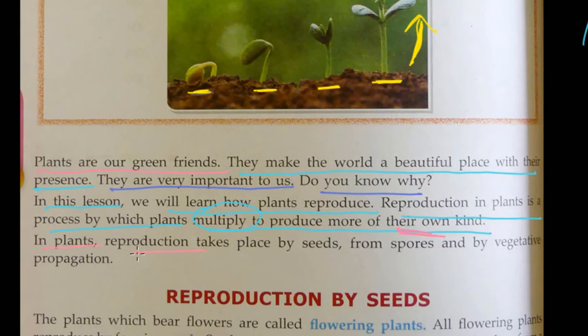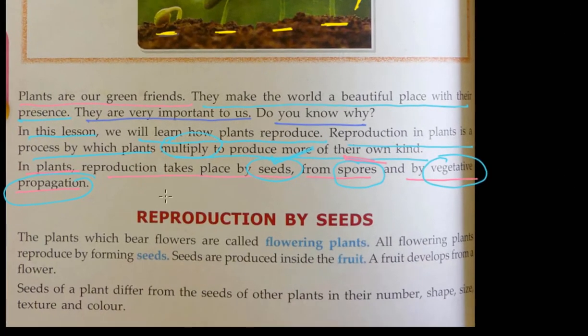In plants, reproduction takes place by seed, from spores, and by vegetative propagation. In plants, how does the reproduction happen? Reproduction happens by seed, from spores, and vegetative propagation. First, we will start with the seed. We are going to learn how the plant reproduces by seed. That will be our first topic to be discussed, right? Reproduction by seeds.